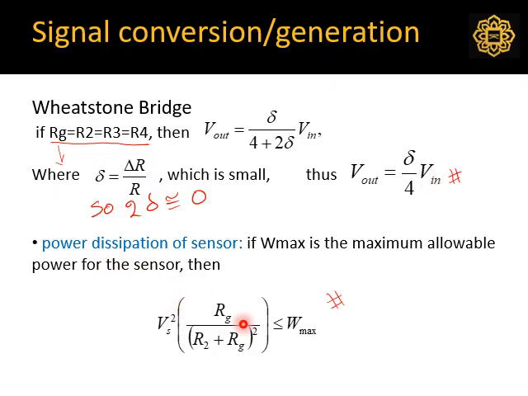The power dissipation is given by this, and you have to ensure that the maximum allowable power across the sensor is W max. So you should make sure that the power dissipation across this sensor is less than W max. These are the Wheatstone bridge formulas that you need to remember.